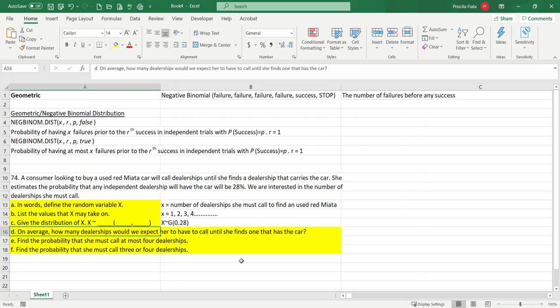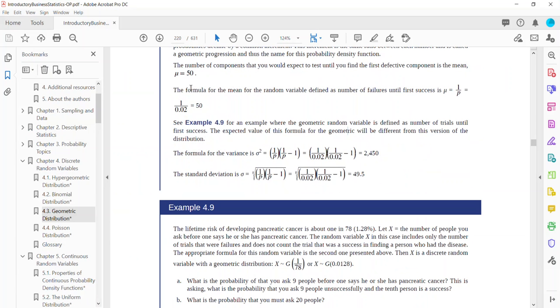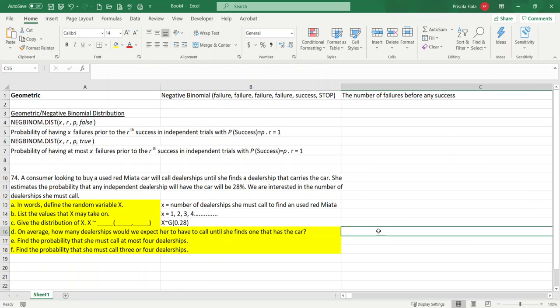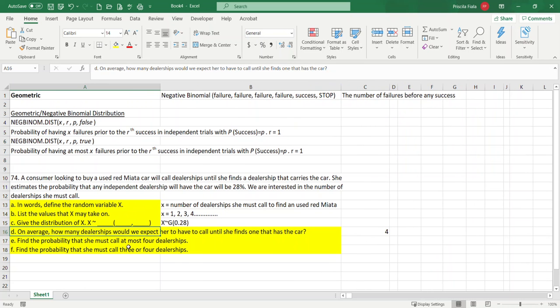On average, if you go back to your book, the formula for the mean for the random variable, the average, is 1 divided by the probability. So in this case over here, it's going to equal 1 divided by 0.28. So that's 3.6, but of course we cannot call 3.6 dealerships, so let's put 4. So she has to call 4 until she finds one on average.